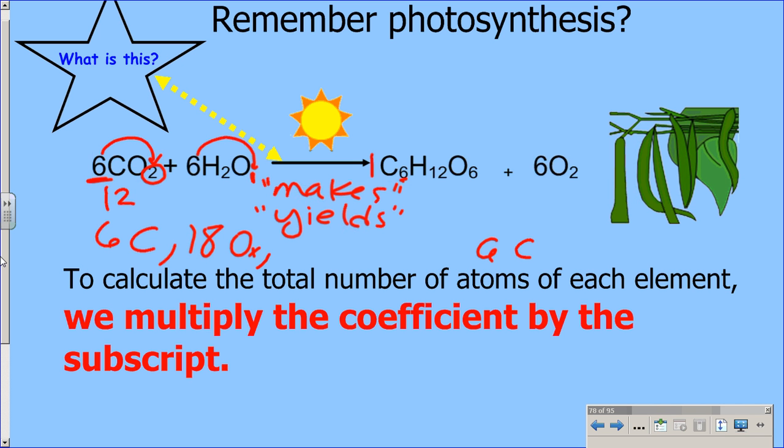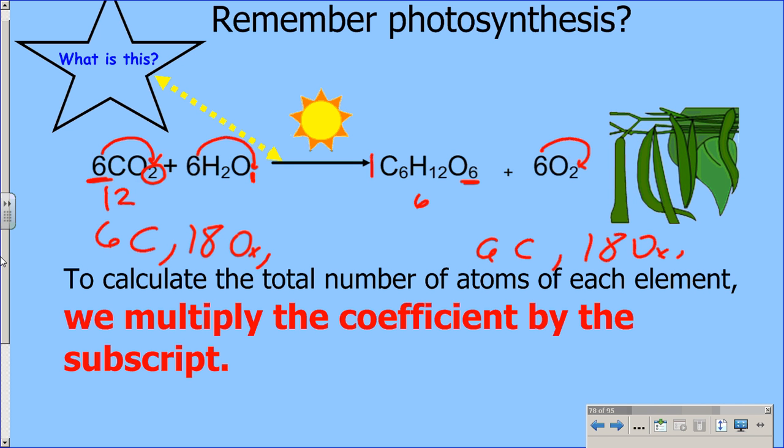Where do you see them? How many in the glucose compound? Excuse me? 6. Right, 6. And that's just a 1 coefficient, right? So 6 here. And how many here? 12, because it's 6 times 2. So that's 12. So total of 18, okay? Oxygens. What's left here? Hydrogens.